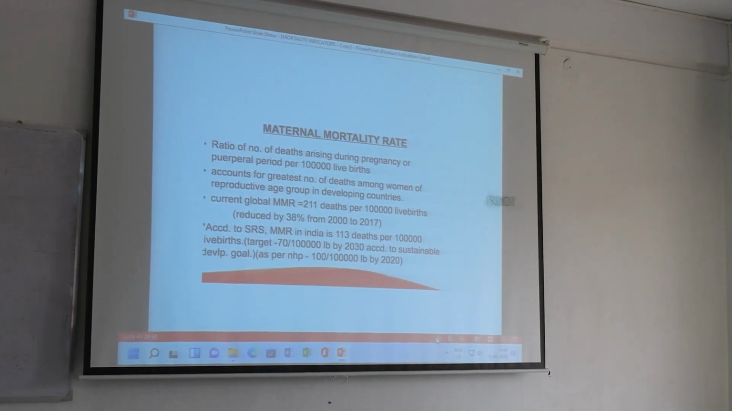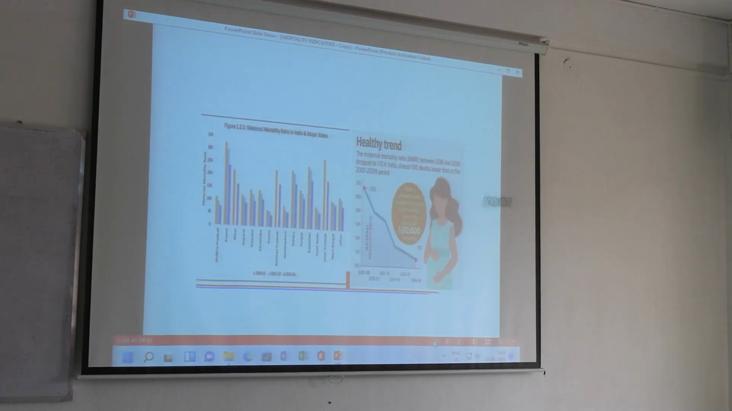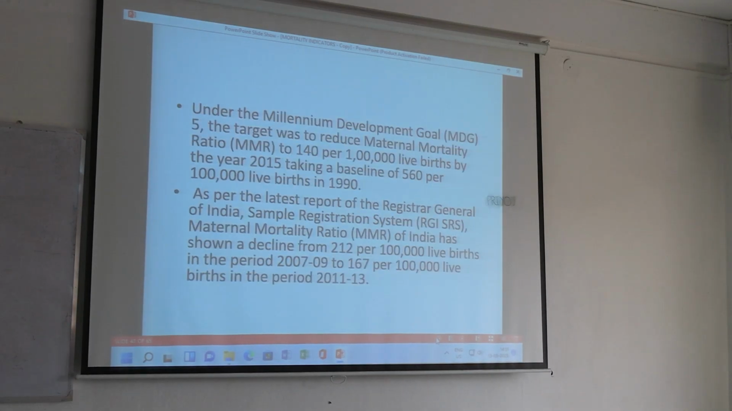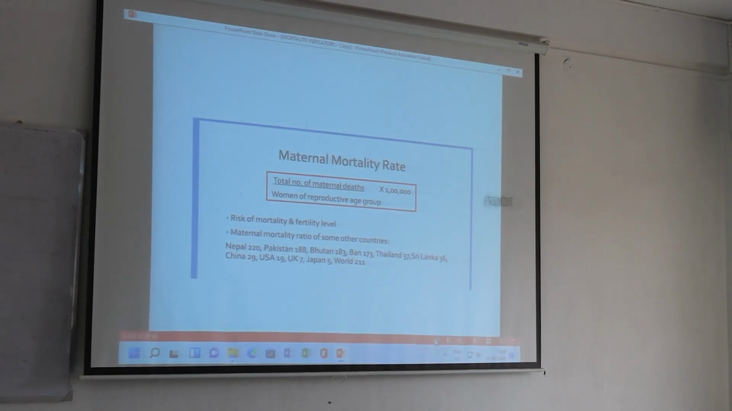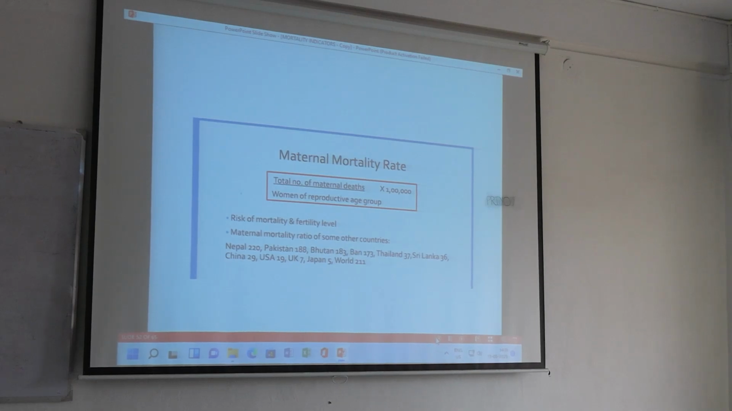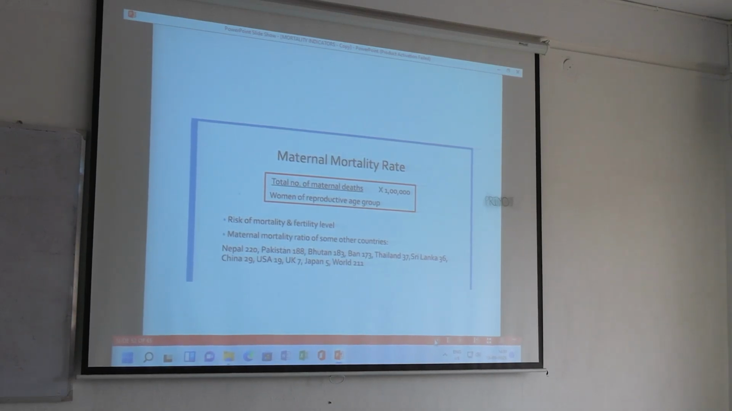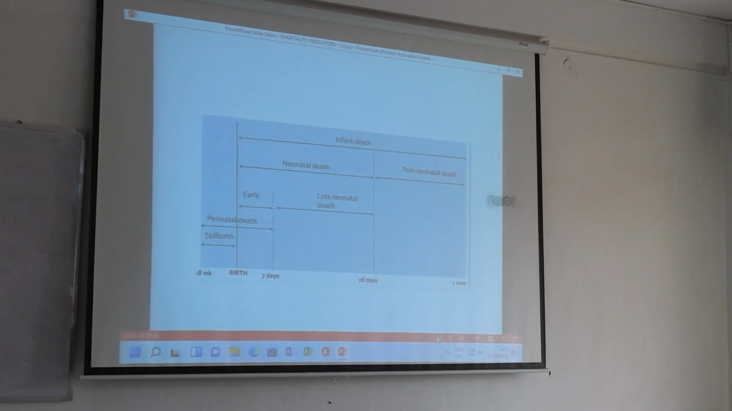Then maternal mortality: number of deaths related to pregnancy divided by live births. Here again we look at the figures. Maternal mortality rate is the number of deaths divided by total live births, per 1 lakh. That is being reduced over time.